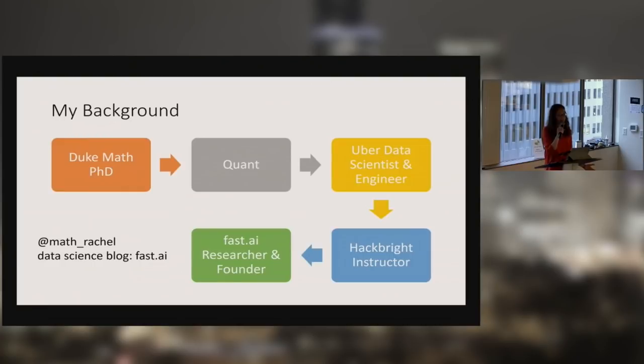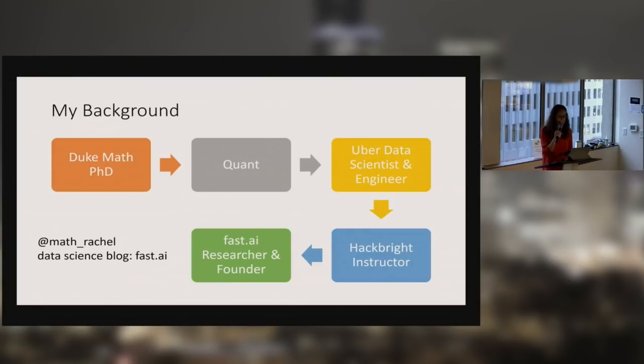Briefly, my background is I studied math and computer science in undergrad and then did a PhD in pure math. I worked as a quant in energy trading for 2 years, and then I was a data scientist and backend engineer at Uber. I taught full stack software development at Hackbright. I really love teaching. I had taught calculus while I was in grad school, and I think I'll probably always return to teaching.